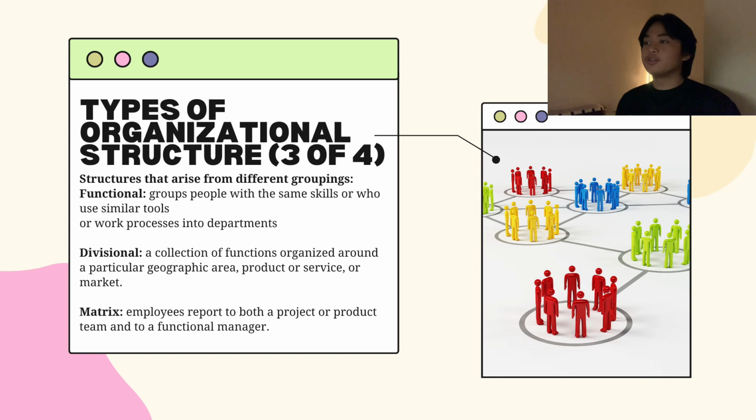Naalala ko nung sa Antipolo pa ako nakatira. Nilipat ako ng boss ko sa branch na malapit sa amin. Akala ko sinuwerte lang ako pero parte pala ito ng structures that arise from different groupings.